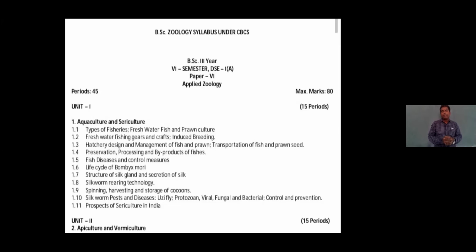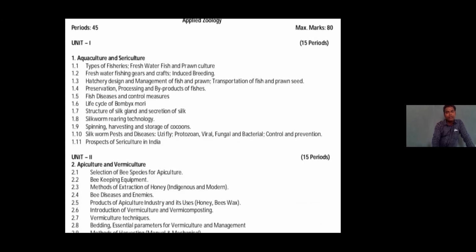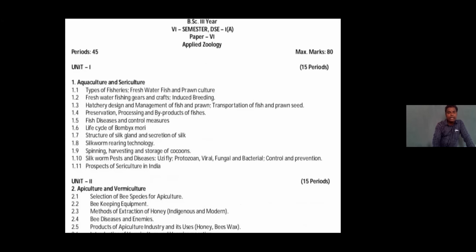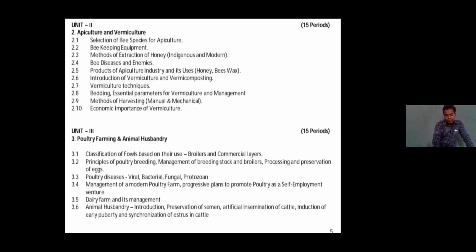Now, in this paper, a total of 80 marks are there. Mainly 3 units are there. What are the 3 units? One is aquaculture and sericulture. The second unit is apiculture and vermiculture. And the third unit is poultry farming and animal husbandry.